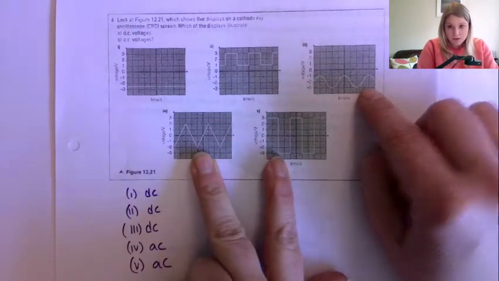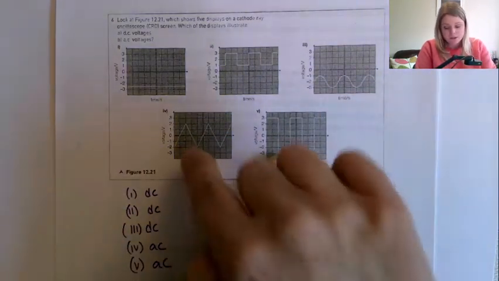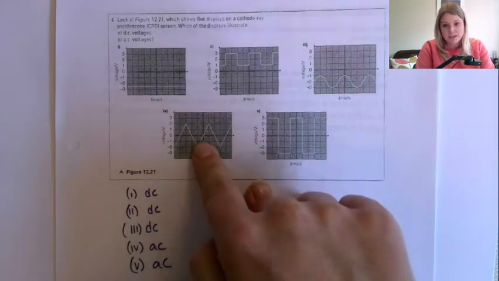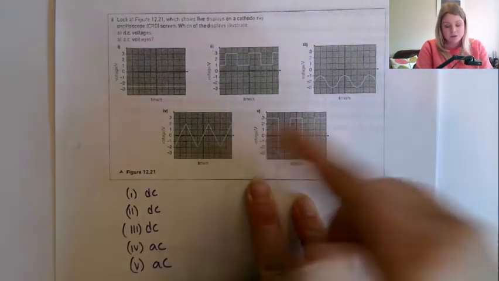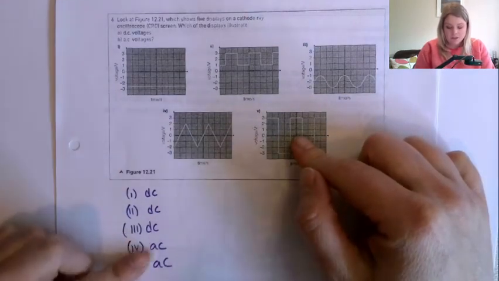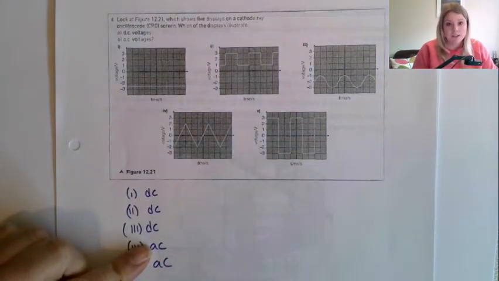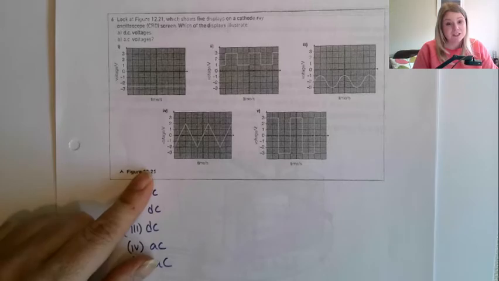These two are both AC because they are changing from one side of the x-axis to the other. So these two are constantly changing direction. So they're both alternating current, AC. DC, remember, stands for direct current.